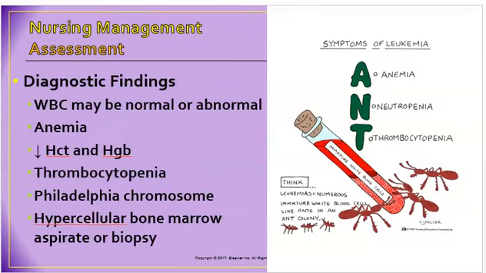Now, the diagnostic findings are kind of funny here. Do you remember looking at ANT: anemia, neutropenia, and thrombocytopenia? Lots of white blood cells that are immature. They're like ants in a big ant colony. But those white blood cells may be normal or abnormal. H&H is down, thrombocytopenia, everything's down. Philadelphia chromosome. Boy, that's something that's unique, isn't it? Okay, and their bone marrow aspirate or biopsy may reveal hypercellular growth.